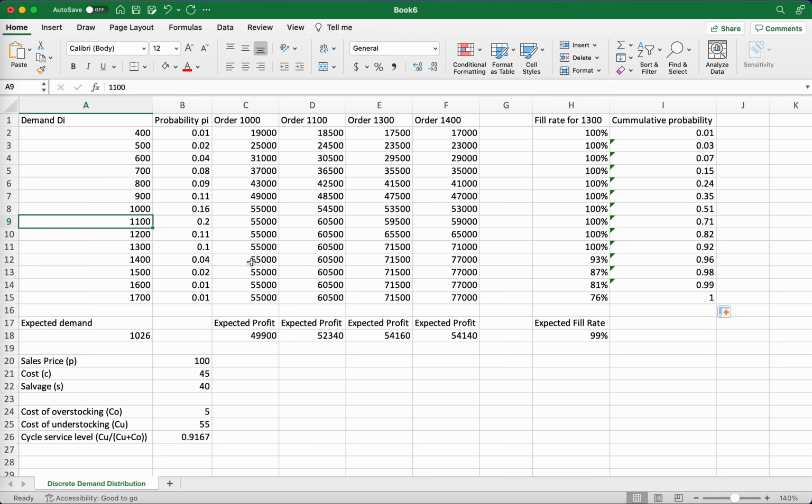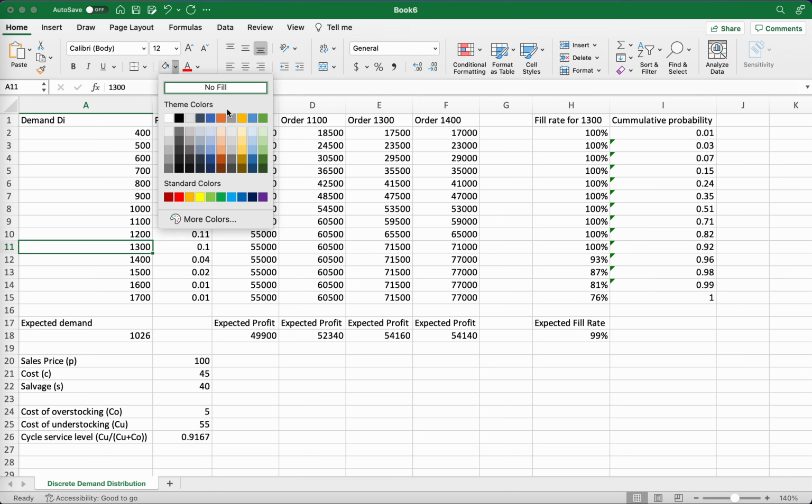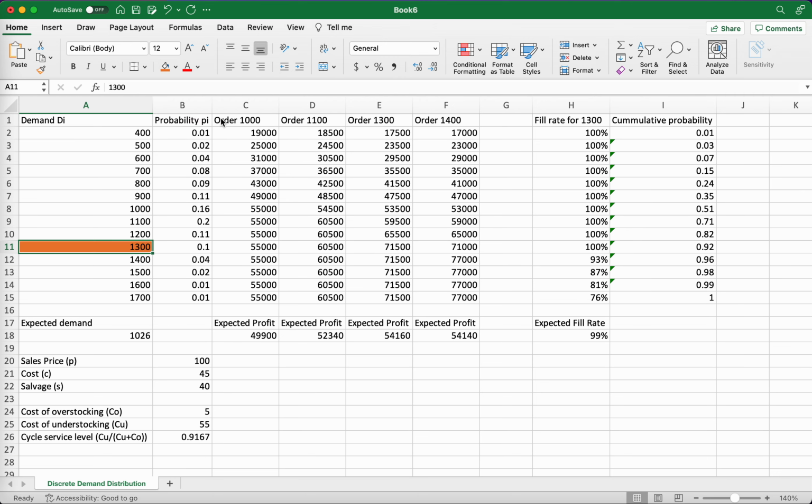So how do I figure out that 1300 is my optimal order quantity? Well, look at the cycle service level, which is 91.67%, and then find the first time the cumulative probability becomes bigger than that number. The first time the cumulative probability value becomes bigger than 91.67% is 0.92, which means that 1300 is your optimal order quantity. It's as straightforward as that.